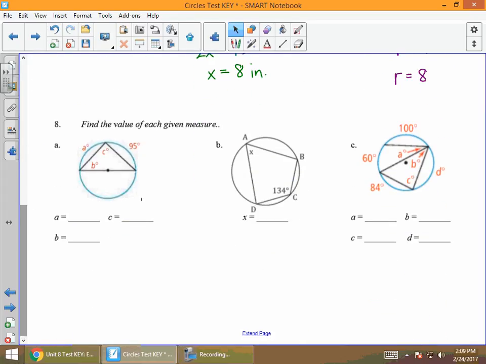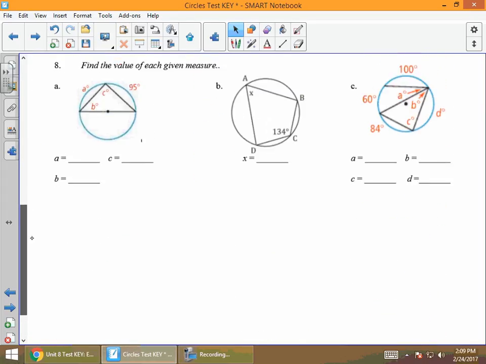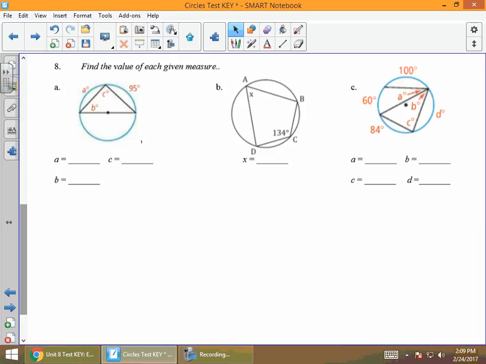All right, and now we jump down here to the bottom. And question 8, part A has 3, B has 1, C has 4. So you guessed it, this question is worth a whopping 8 points. So this is a big one, 3, 1, and 4.